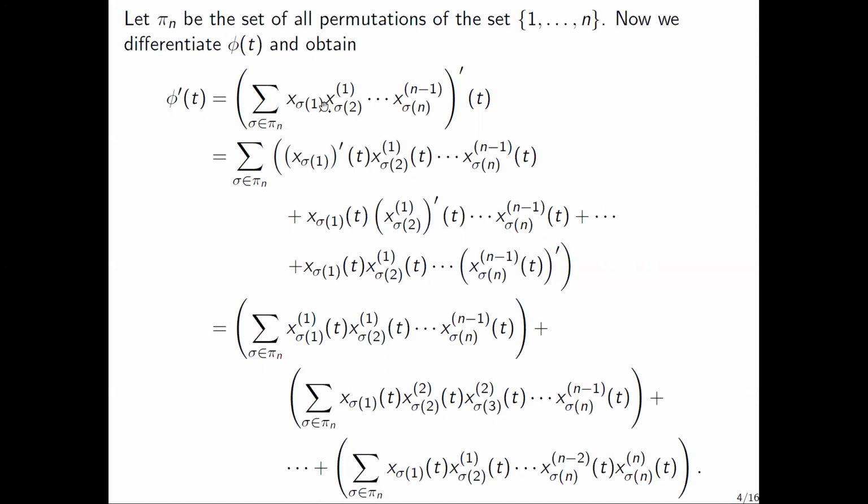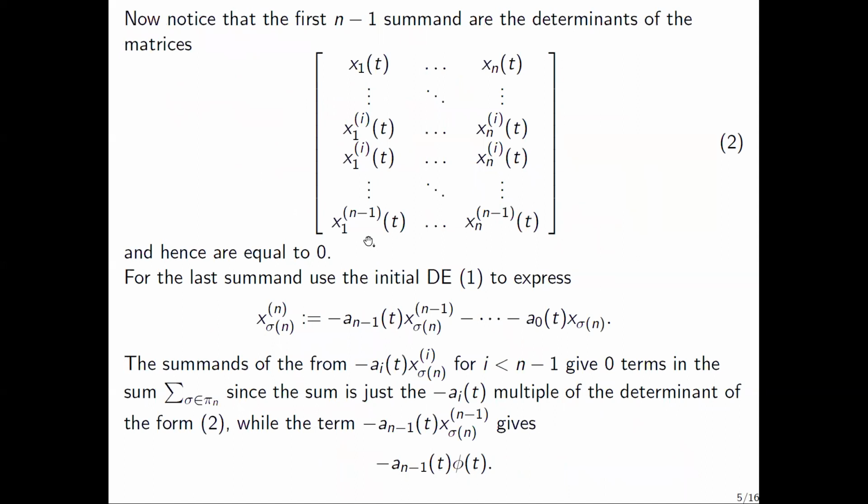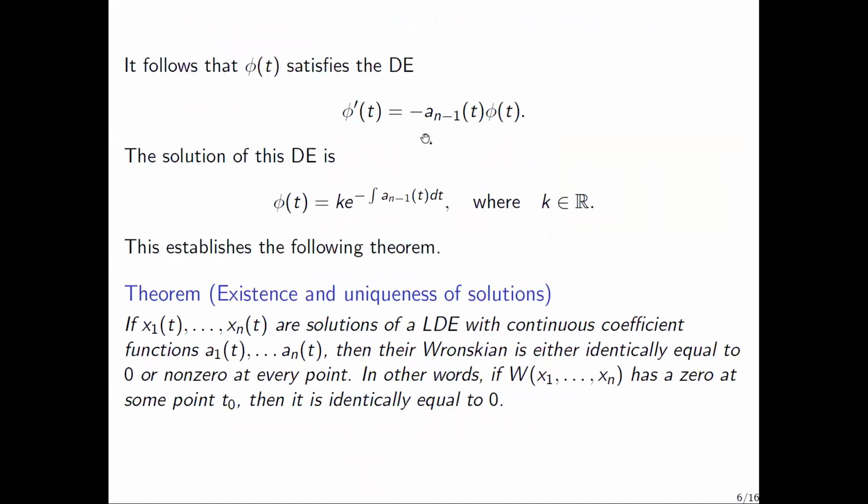Differentiating this formula using the chain rule and using some properties of the determinant, like if you have two linearly dependent rows, then the determinant is zero. This is the only thing which we need to use here in this calculation. So it turns out that the Wronskian satisfies this differential equation. We know from a few previous lectures that this differential equation can be easily solved by separation of variables. And this gives us our result.